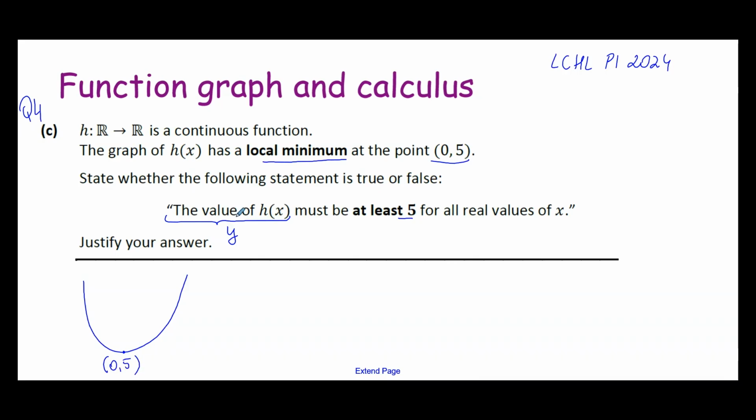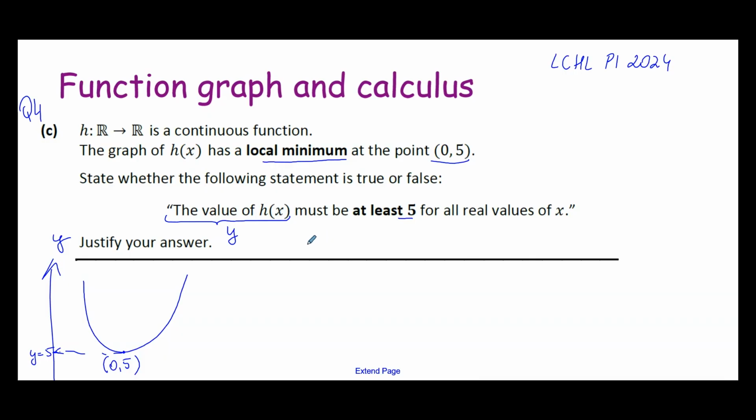So let's consider the statement here. The value of h, so the value of y, must be at least 5. And that's what it will be, isn't it? Because here, let's say I have the y-axis, here I'm going to have y equals 5, so it has to be at least 5, because all these other points are going to have a bigger value of y. Okay, so that sounds okay for a quadratic function.